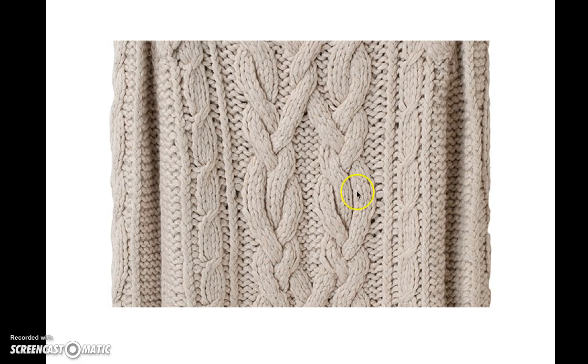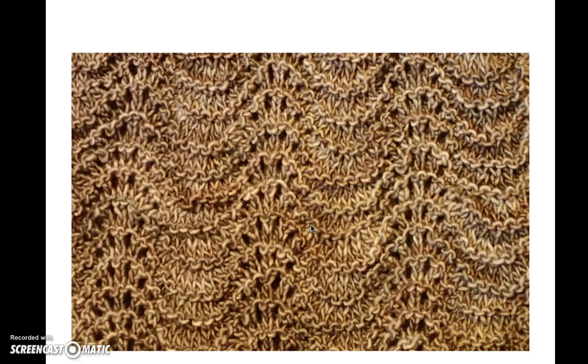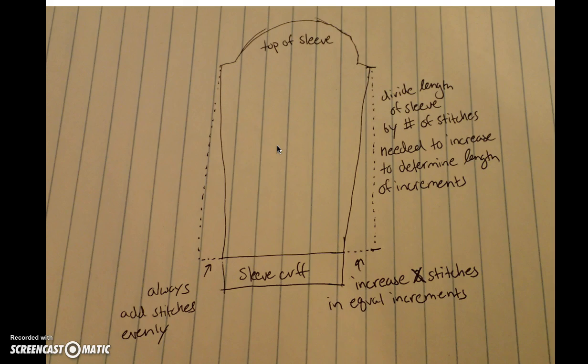When you're designing a sweater, you want to know where to place your cables, what kind of cables you might want, and cables influence the gauge. So you can fit more stitches per 4 inches with cables than you could with just normal stockinette stitch. So that's important to know. Also, if you want to do any lacework detail, you have to know how that's going to influence your gauge.